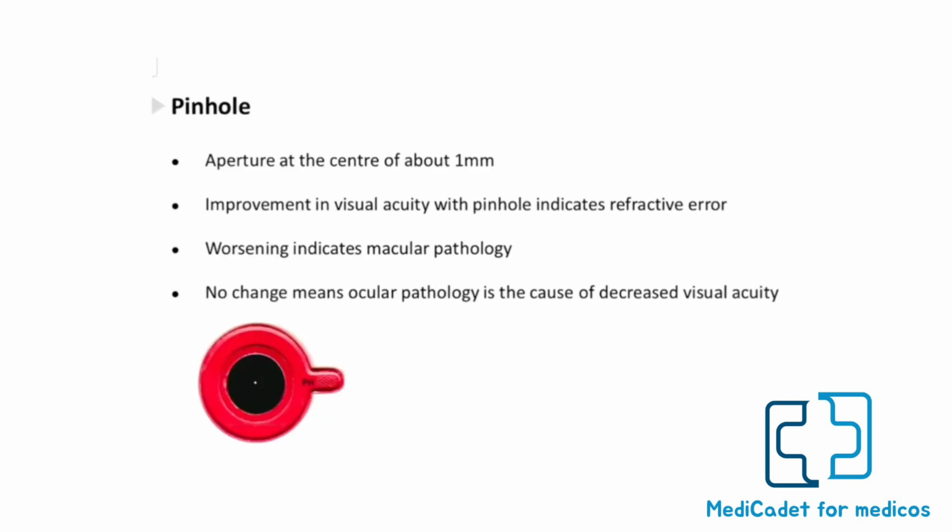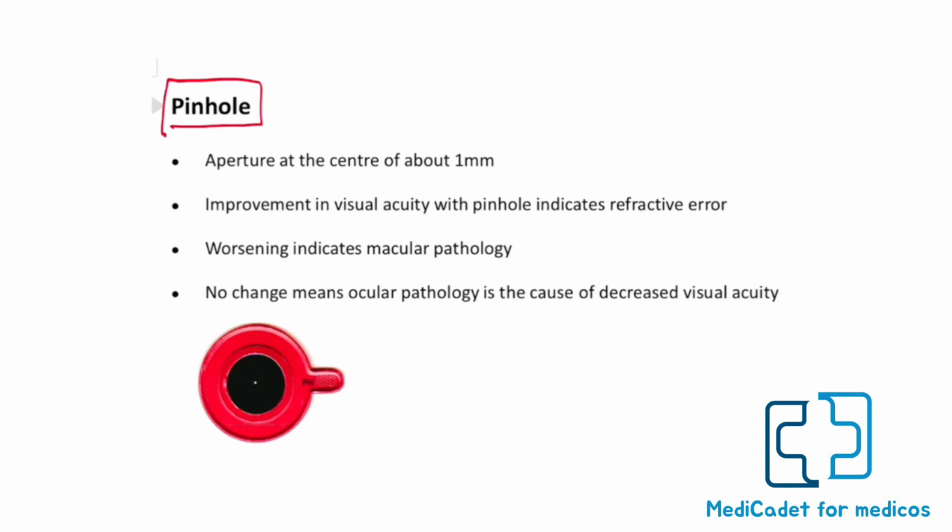But before I go on to contrast sensitivity, one more small thing I'll tell you: when we are evaluating the visual acuity of a patient, and if the visual acuity is less than 6 by 6, what are we supposed to do? If the visual acuity is less than normal, the next thing you're going to do is put this pinhole in front of the patient's eye and ask him to read again. So you evaluate the visual acuity without the pinhole first, and if it is less than 6 by 6, then evaluate it again with the pinhole.